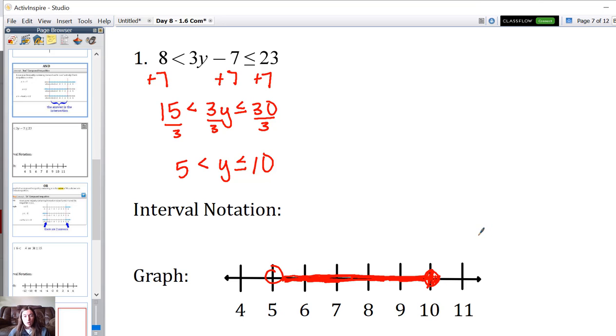Now when we're doing interval notation, if you have an open circle on your graph, or if you're using strictly less than or strictly greater than, we're going to use parentheses with that number.